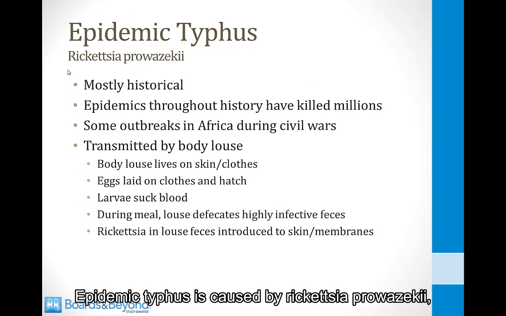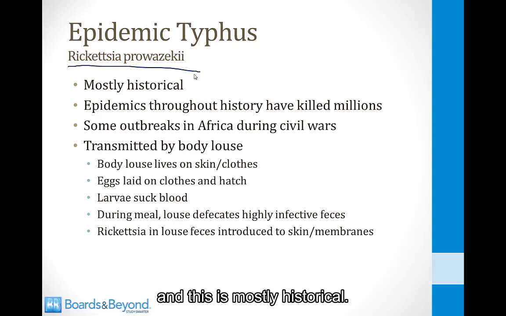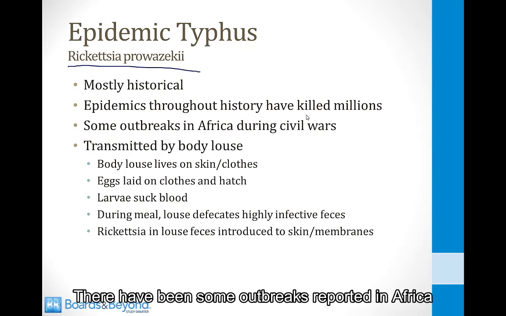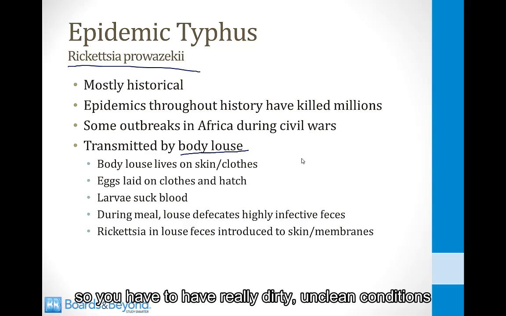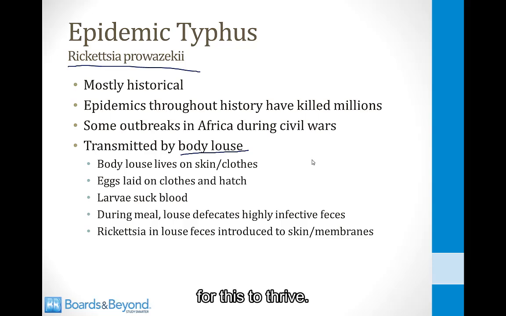Epidemic typhus is caused by rickettsia prowazekii, and this is mostly historical. It's very rare in the modern era, but epidemics throughout history have killed millions of people. There have been some outbreaks reported in Africa during civil wars. It's transmitted by the body louse, so you have to have really dirty, unclean conditions for this to thrive.